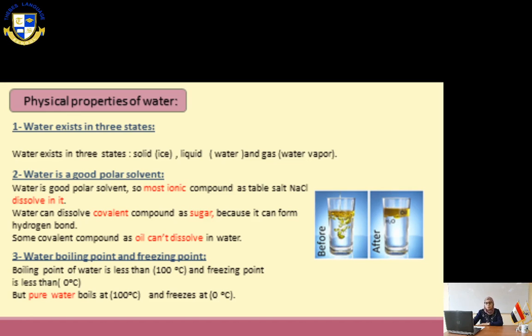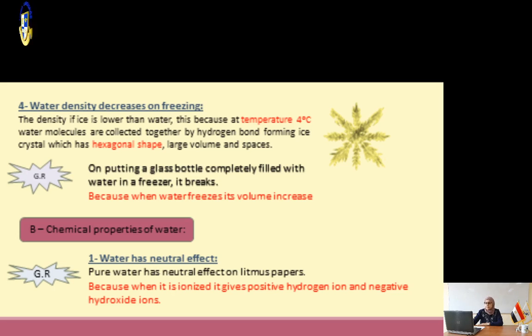The boiling point of water is less than 100 degrees and the freezing point is less than 0 degrees. But when the water is pure, the pure water has its boiling point at 100 and the freezing point at 0 degrees. Slide number 4. Water density decreases on freezing. Here as shown in the figure, when the water temperature becomes less than 4 degrees, what will happen to the water? First, the ice is lower than the water in its density.